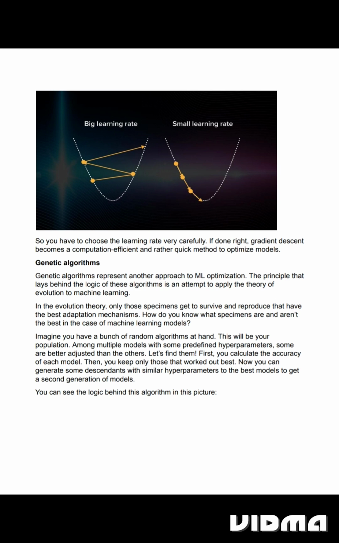Imagine you have a bunch of random algorithms at hand. This will be your population among multiple models with some predefined hyperparameters. Some are better adjusted than the others. Let's find them. First, you calculate the accuracy of each model. Then, you keep only those that worked out best. Now you can generate some descendants with similar hyperparameters to the best models to get a second generation of models. You can see the logic behind this algorithm in this picture.